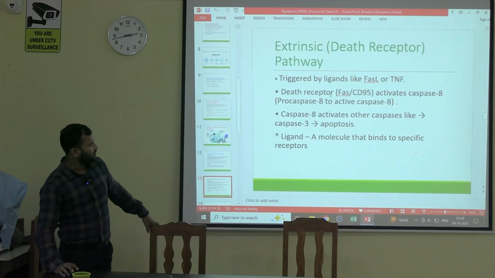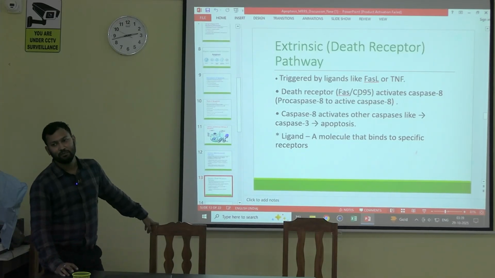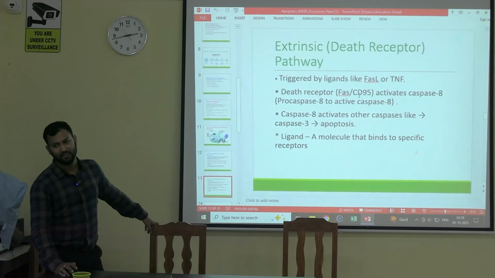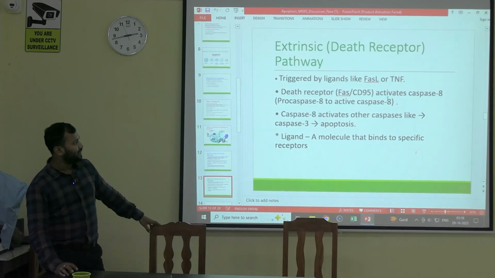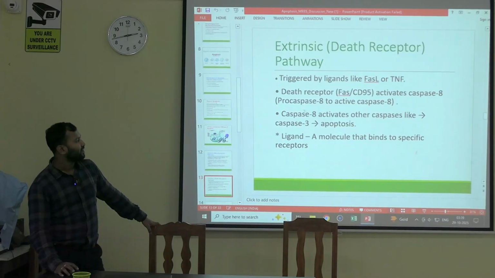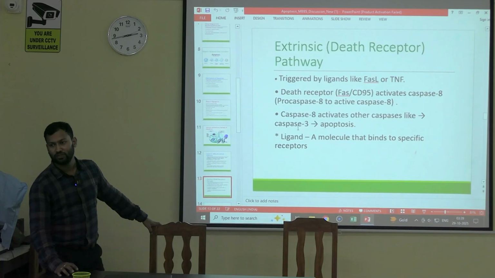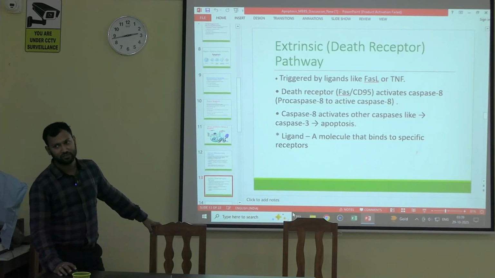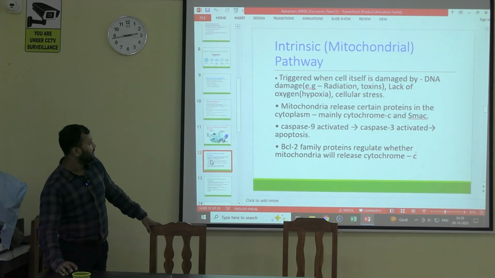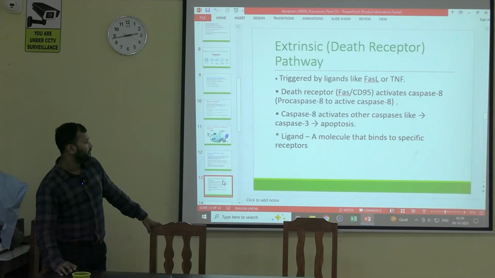So there is a receptor called the death receptor, because obviously these receptors are only used when there will be the death of the cell. These ligands will come and bind with these receptors. This will activate caspase 8, from pro-caspase 8. Pro means it is not active, it is inactive caspase 8. Then it will activate caspase 8. Caspase 8 activates other caspases like caspase 3. I have already told you that caspase 3 directly causes apoptosis. So that was the intrinsic mechanism. This is the extrinsic mechanism.